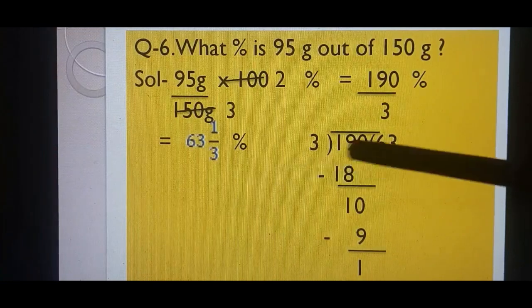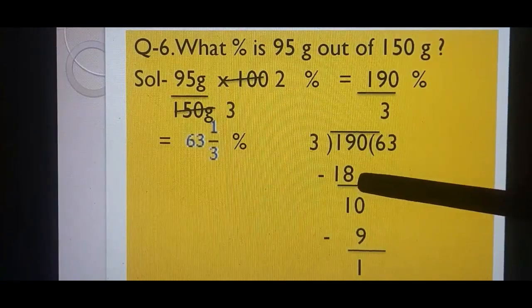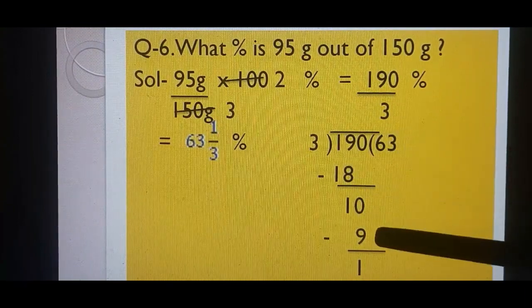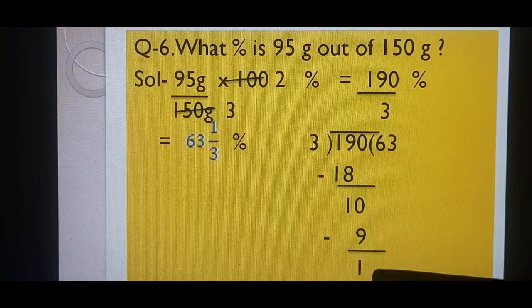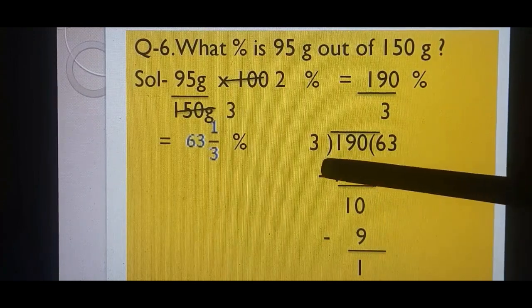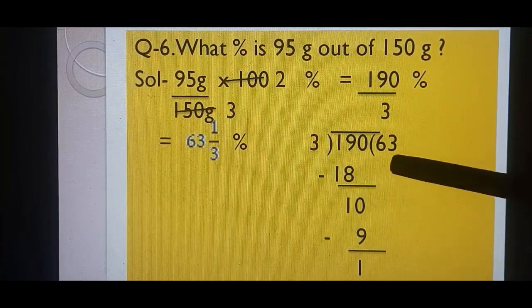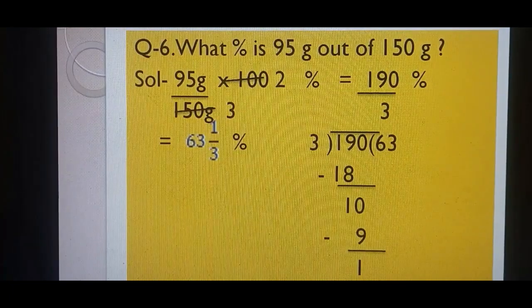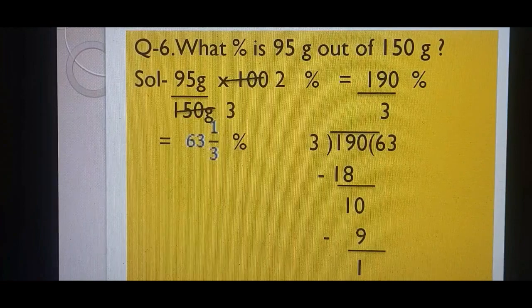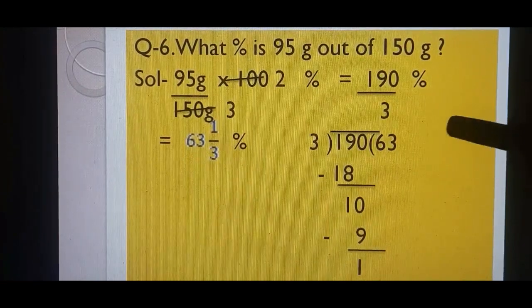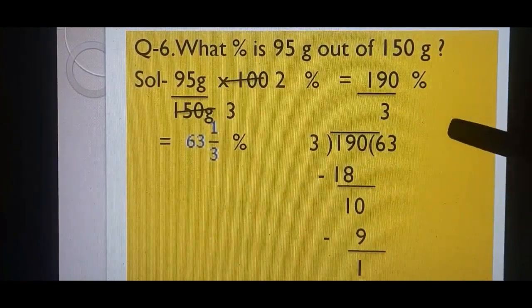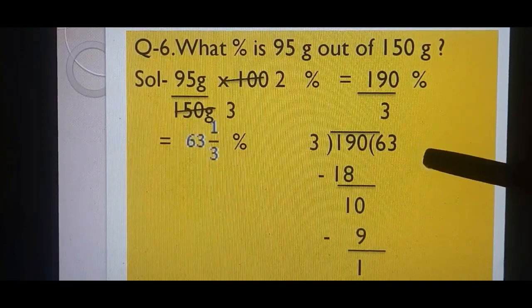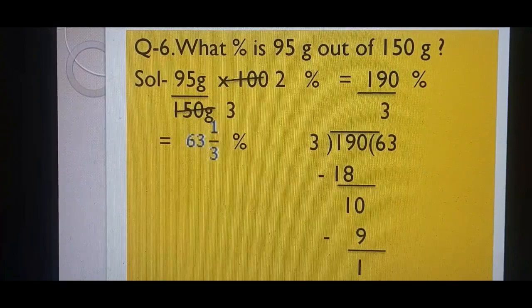Right? And now 190 divided by 3. 3 6s are 18. 19 minus 18, 1. Now we will bring down 0. 3 3s are 9. 10 minus 9, 1. So now in the form of a mixed fraction, we will get 63 whole 1 upon 3%. Understood? You can write down the answer in the form of a decimal also. If you want to write in the form of a decimal, then you have to write down the answer up to 2 places of decimal at least.